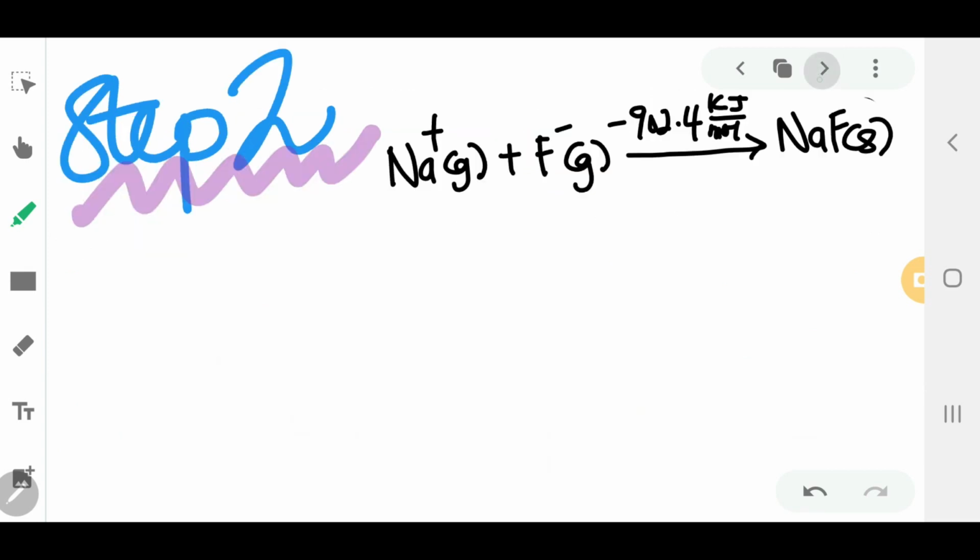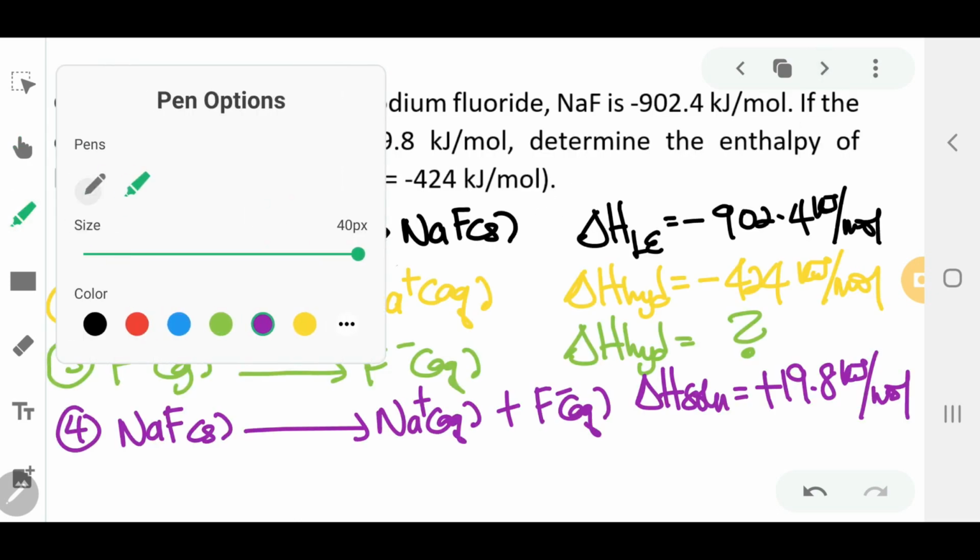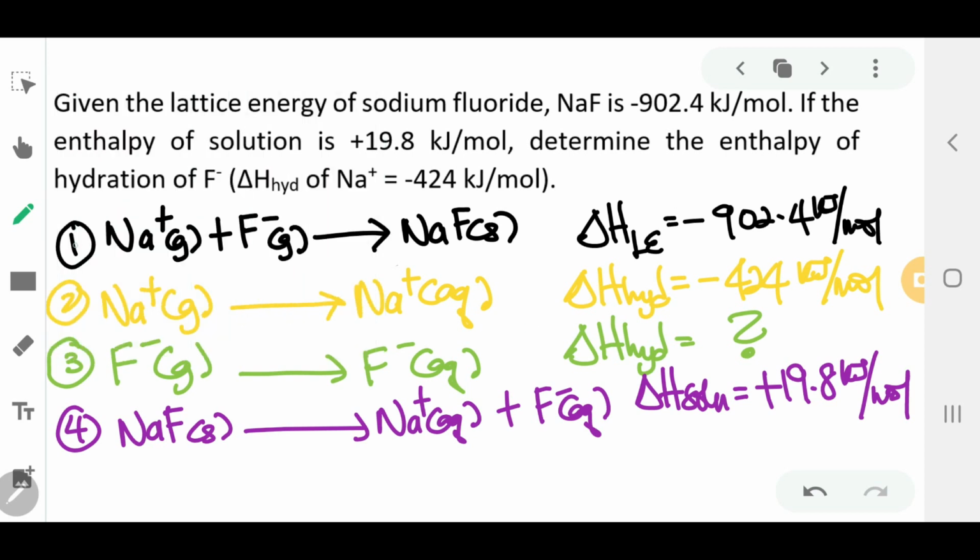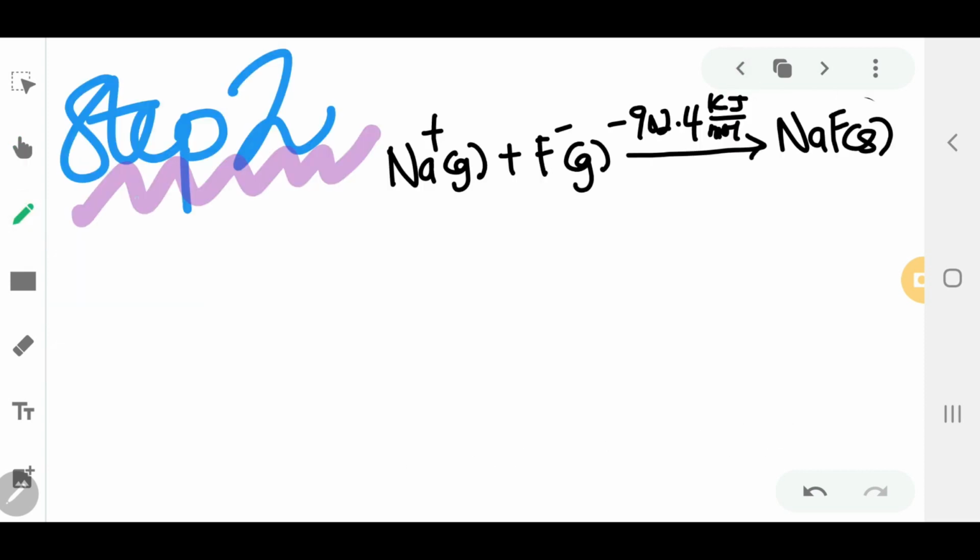Next, what you need to do is construct the energy cycle for this. Step number 2, constructing the energy cycle. We're going to start with the lattice energy formation on top, just like what we have done previously, but that one is going to be dissociation. That's okay. Once we have done that, we can cancel that out. And now we're going to do the purple bits, the solution.